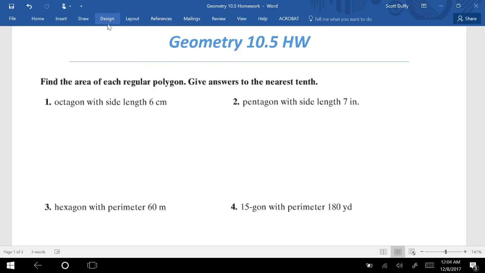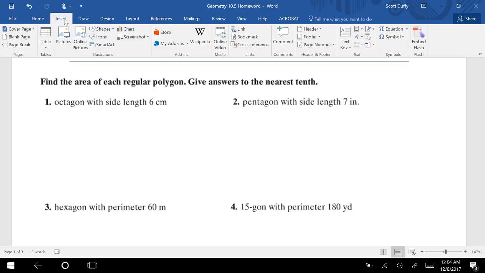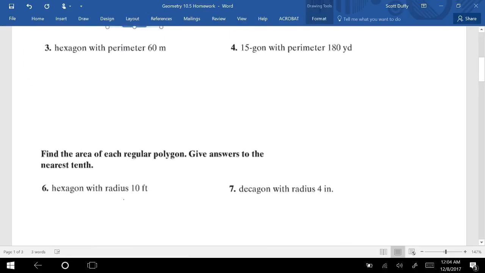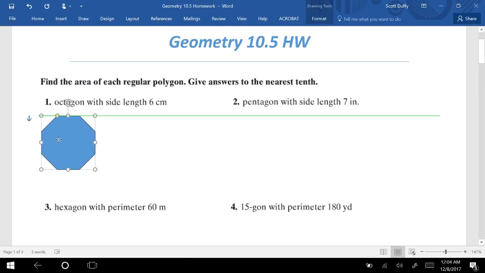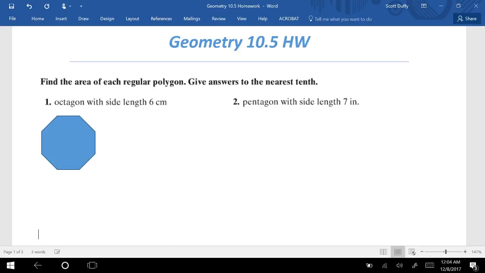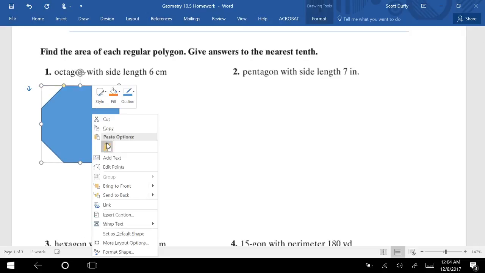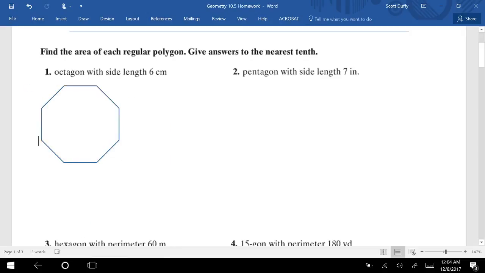Number 1 tells me that I have an octagon with side length 6 centimeters. Now in this homework we're using trigonometry. So let's do this. I'm going to insert an octagon. Where are my shapes? And good. Now I'm going to bring it over here. I'll give myself a little bit more space so I can make this larger. Fill it with nothing, and we have a side length of 6.